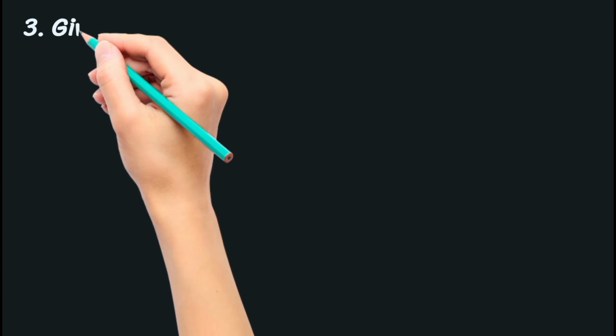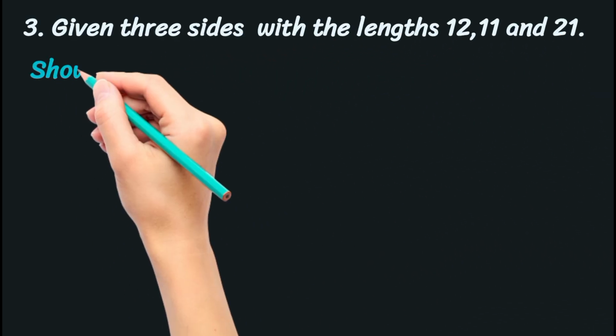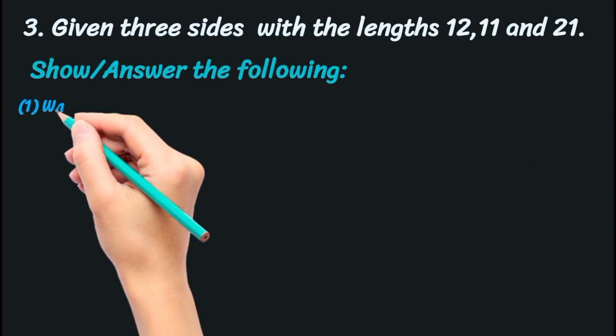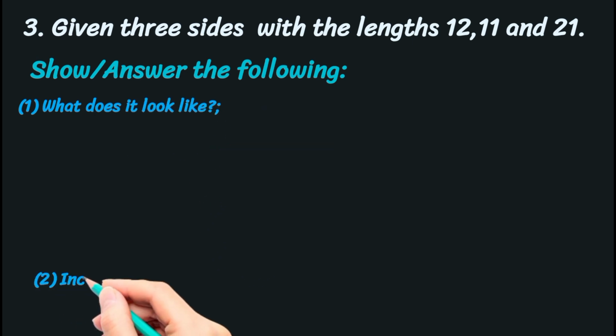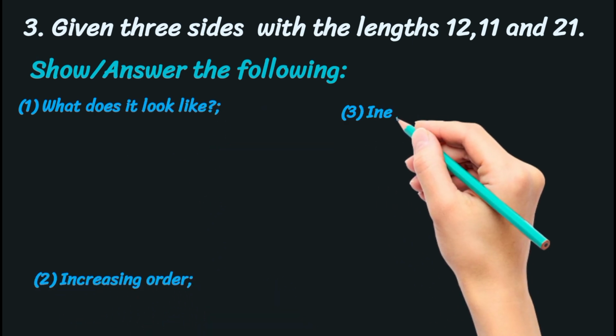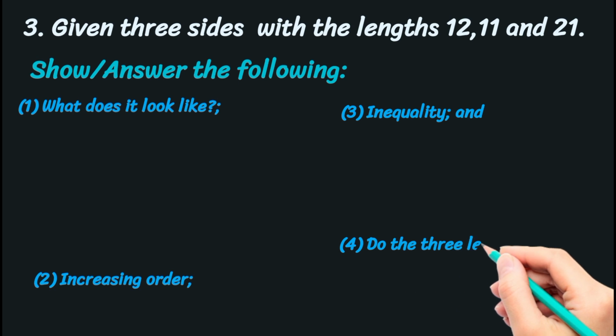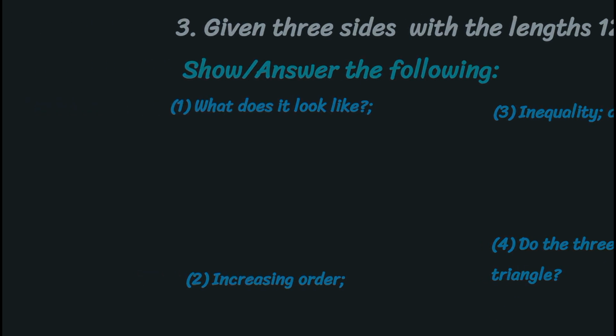So for your practice problem, given 3 sides with lengths 12, 11, and 21, please show the following. What does it look like? Increasing order and inequality formation. Is this a triangle or not? Please show it.